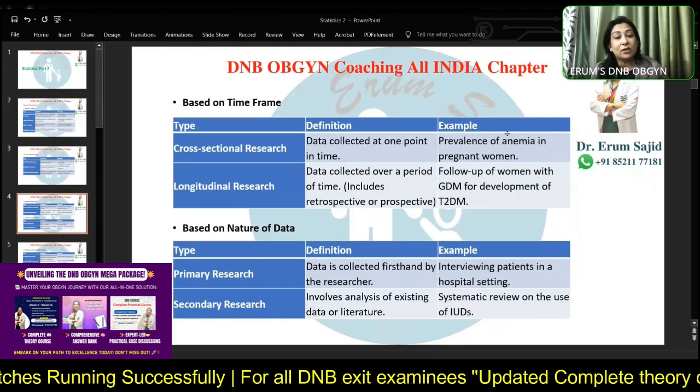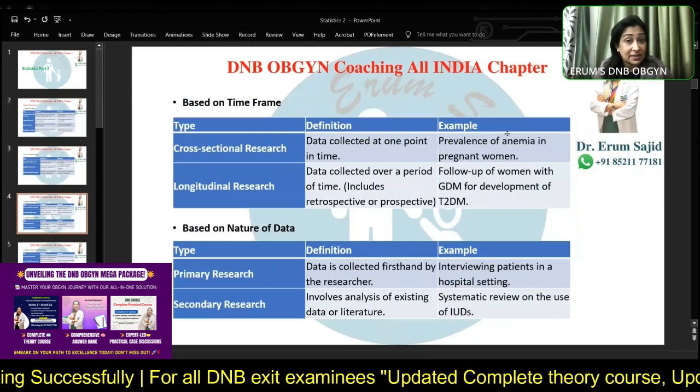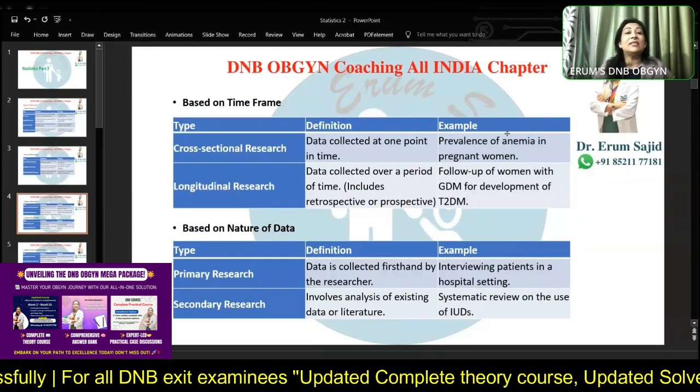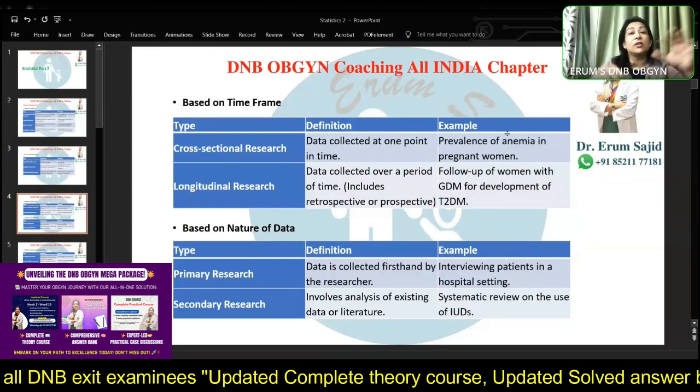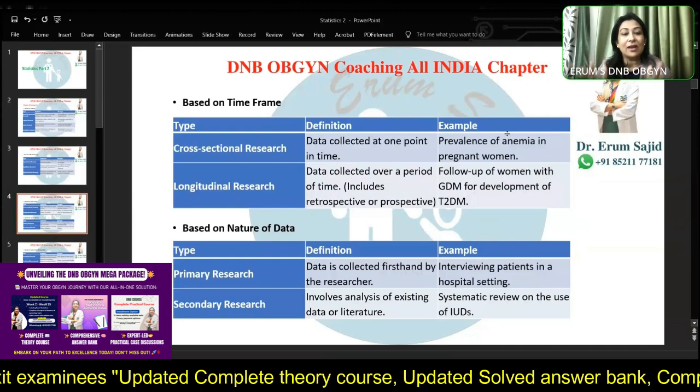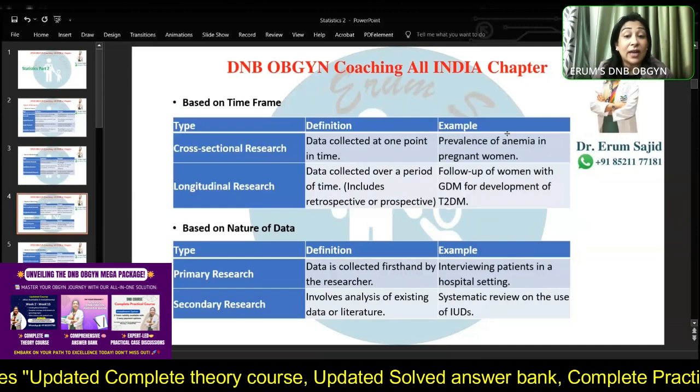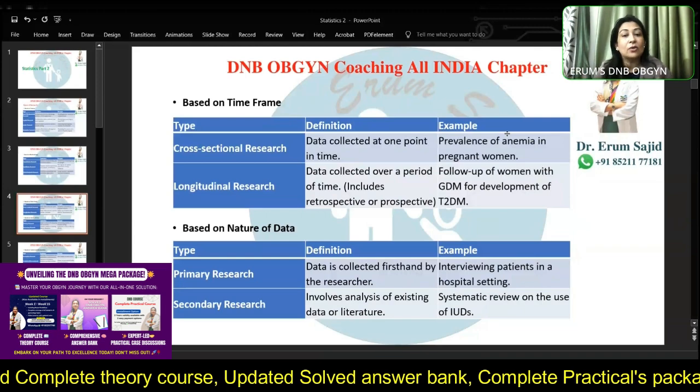Based on the nature of data. So it's primary research, that means I just started this research. Or it is like a meta-analysis, where there is research already done, and now I'm combining all of them to understand. So this is secondary research. I've not done the research. I'm just finding out the literature, the data.